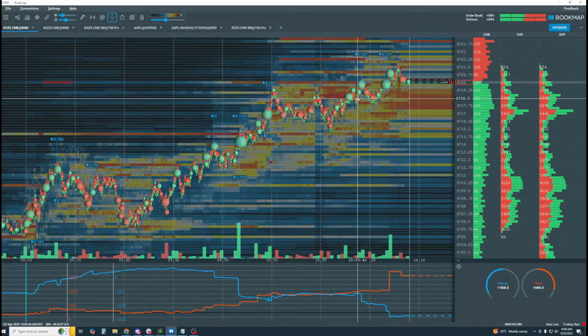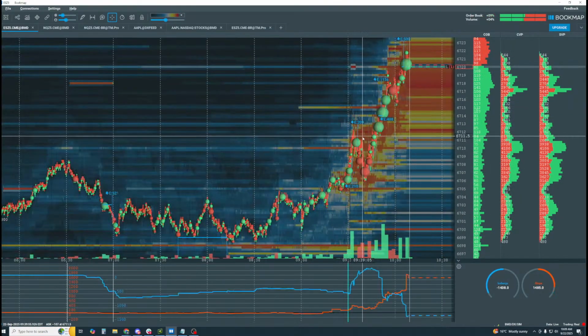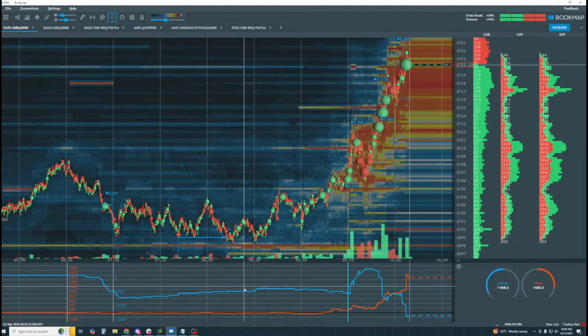All right, let's jump in. Let's take a look at what's going on today. Well, look at this move to the upside. Now why is it doing this? Well, let's take a look at the bigger picture here.